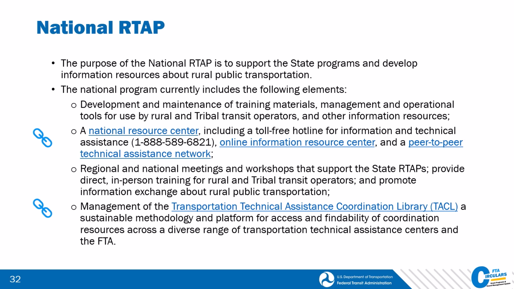The national program currently includes the following elements: development and maintenance of training materials, management and operational tools for use by rural and tribal transit operators and other information resources; a national resource center, including a toll-free hotline for information and technical assistance, an online information resource center, and a peer-to-peer technical assistance network; regional and national meetings and workshops that support the state RTAPs, provide direct in-person training for rural and tribal transit operators, and promote information exchange about rural public transportation.